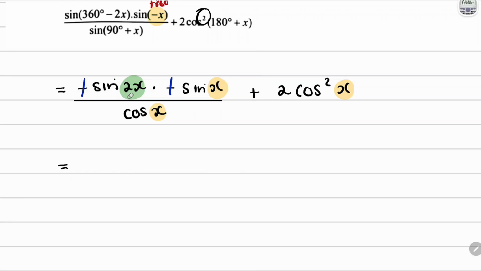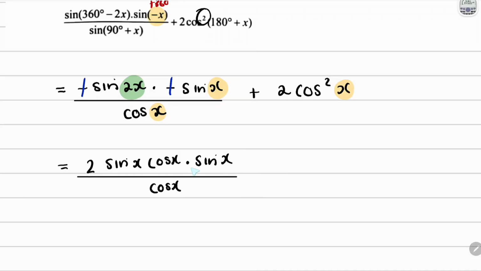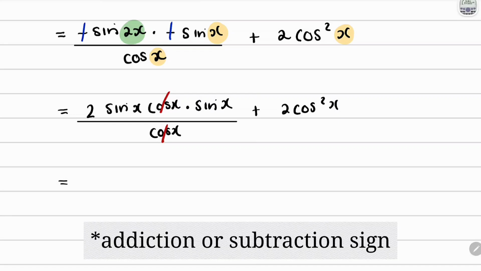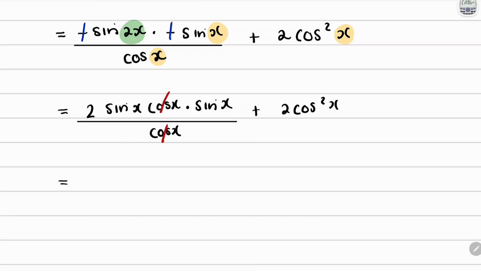And when we simplify that, that is a double angle, and we only have one expansion for that, which is 2 sine x cos x. Then we multiply that by sine x, and this goes all over cos x. Convenient, okay? You see that those will cancel, and we have plus 2 cos squared x. The cos x and cos x cancel because we are multiplying all through. If there was an addition sign here, you can't cancel that cos x.